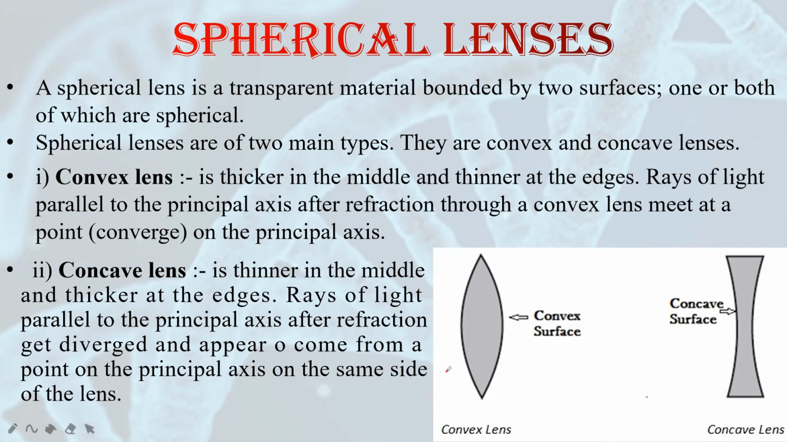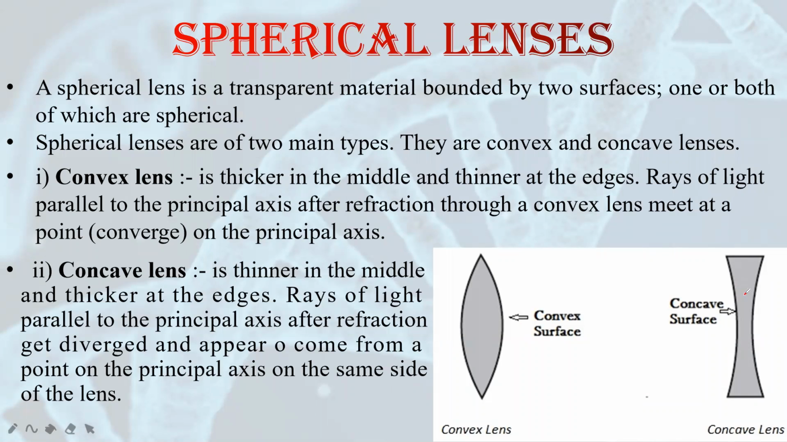Now if the spherical lens is thick in the middle and thin at the edges, and both the sides of the lens are bulged outside, then such a type of spherical lens is called a convex lens. And a convex lens is also called a converging lens, because the rays of light will get converged over here.